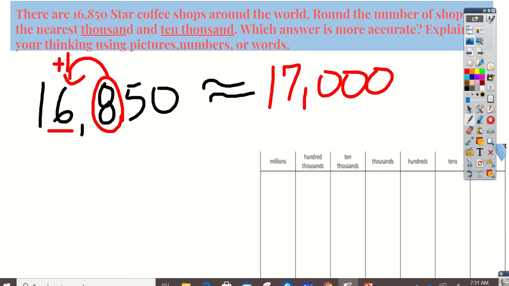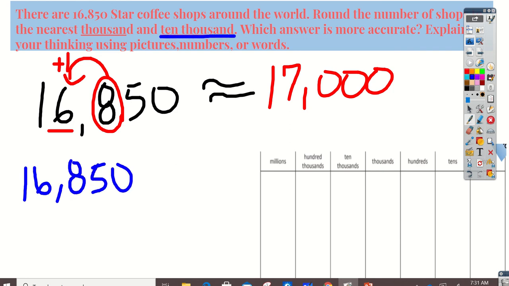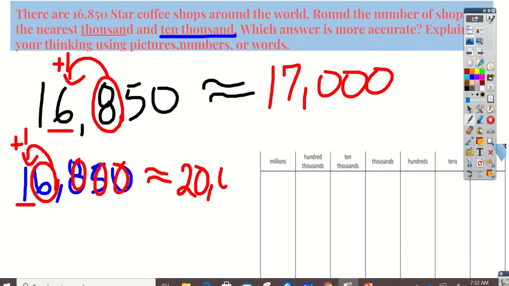So if we round this number to the nearest thousand, we see that we actually have 17,000 coffee shops. Okay, let's round our 16,850 to the nearest 10,000. The unit in the 10,000s place is 1, and the digit next door is 6. 6 also goes up on the roller coaster. So that means our number rounded to the nearest 10,000 unit would be 20,000.